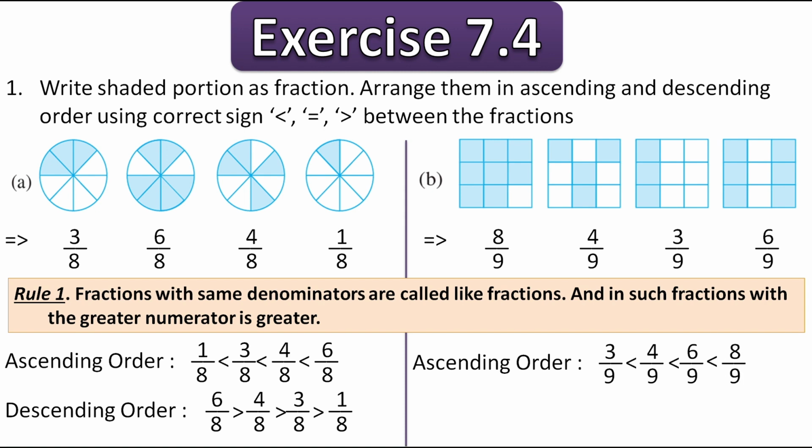Now let's write the descending order. First we write the greatest one, that is 8 upon 9, which is greater than 6 upon 9, which is greater than 4 upon 9, which is greater than 3 upon 9. Now let's move to the next one, that is part C.